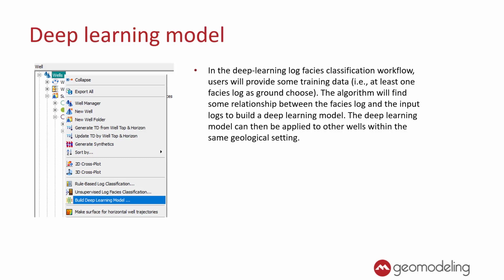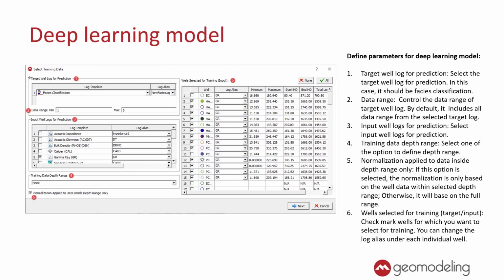You can start the command from the right button menu from the well nodes on the tree view. This is the interface for building the deep learning model. You can define parameters for the deep learning model. First is the target well log for prediction. This is to select the target well log for prediction. In this case, it should be facies classification.